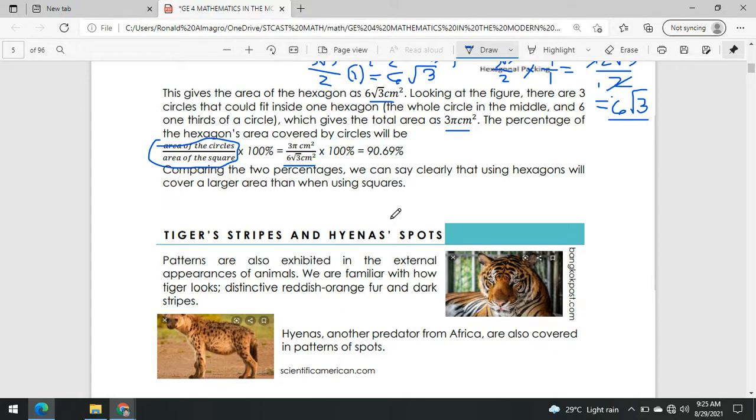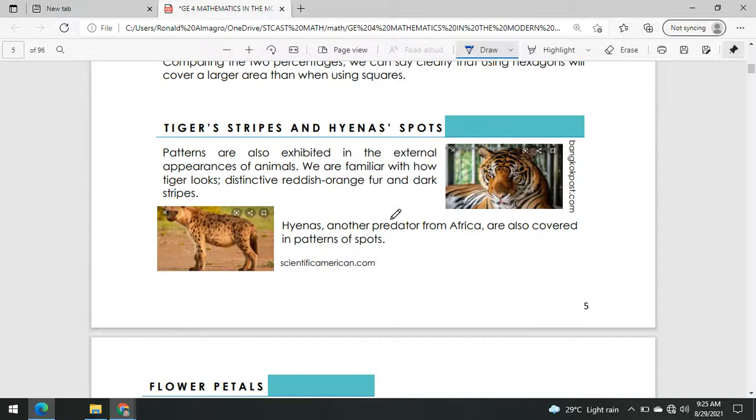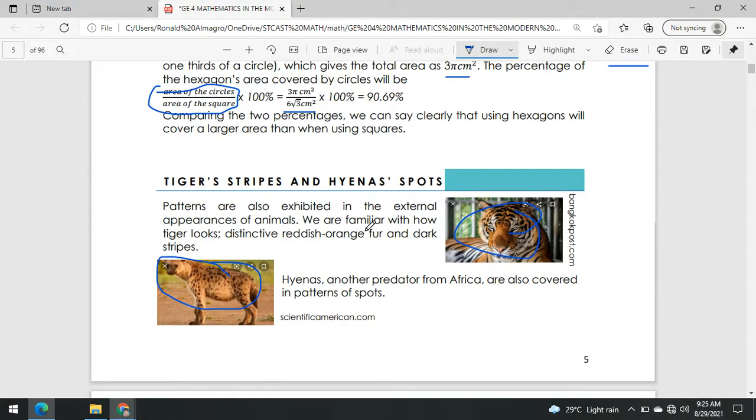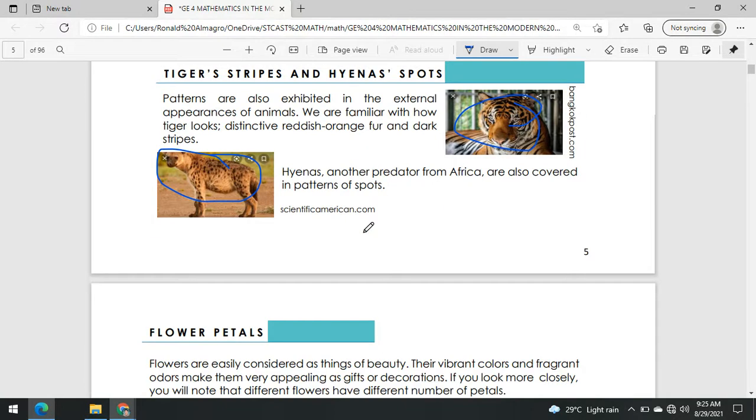Okay, so example, tiger's stripes and hyena's spots. Okay, patterns are also exhibited in the external appearance of animals. We are familiar with how a tiger looks. Okay, distinctive reddish orange fur and dark stripes. Okay, so we have the tiger, right? There are patterns. So we don't need to solve that. Okay, so that is just an example of patterns.